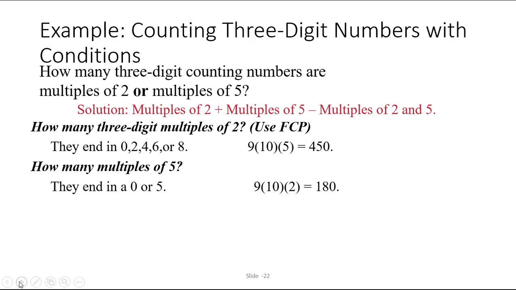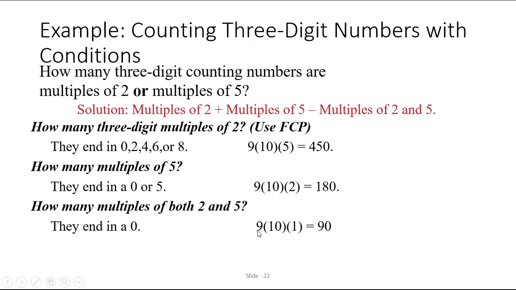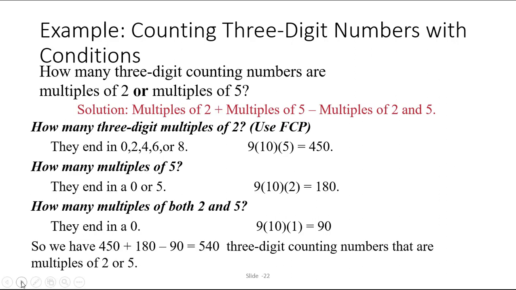And how would we distinguish those numbers that are both multiples of 2 and multiples of 5? Well, which number endings do they have in common? They must end in a 0 if they're both a multiple of 2 and a multiple of 5. So we would take 9 possibilities for the first digit, 1 through 9, 10 possibilities for the second digit, 0 through 9, and then only 1 possibility for the third. 9 times 10 times 1 is 90. So by the additive counting principle, we would add 450 plus 180 minus 90 and find that there are 540 3-digit counting numbers that are multiples of 2 or 5.